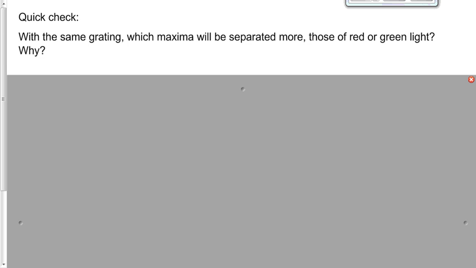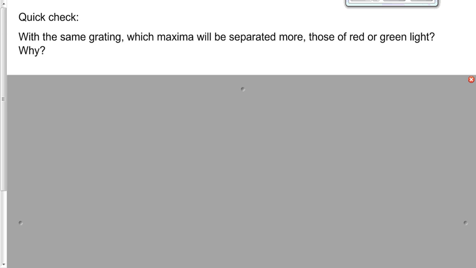We have a red light source, and we have a green light source. If I shine those both on the same screen, the same distance, everything else is the same besides the color of the light, which one will have a bigger separation in the maxima? What that means is which one will have the interference pattern more spread out.